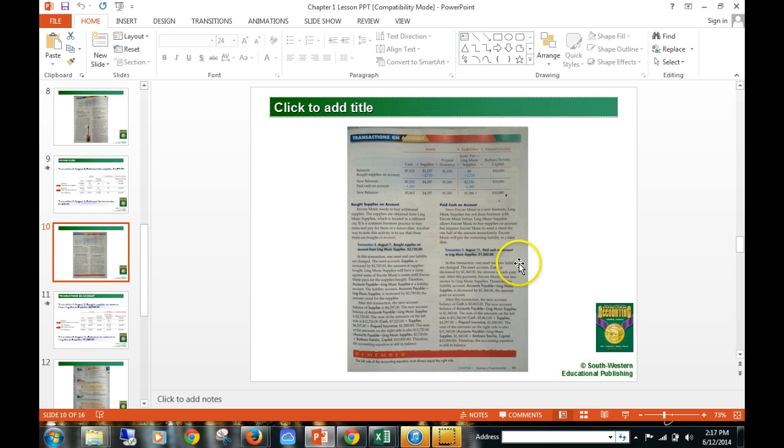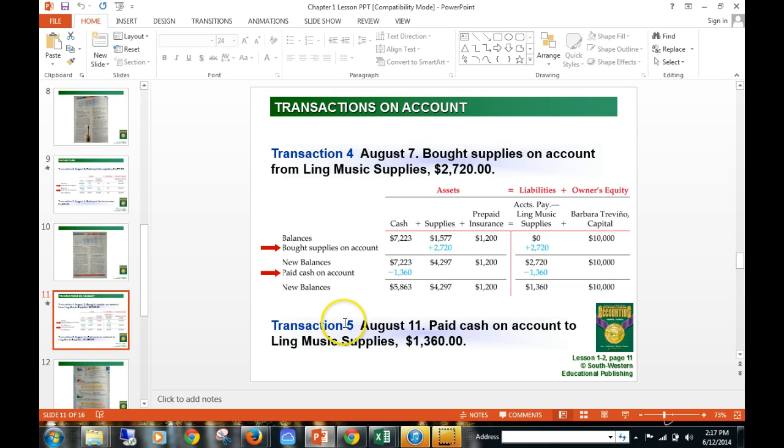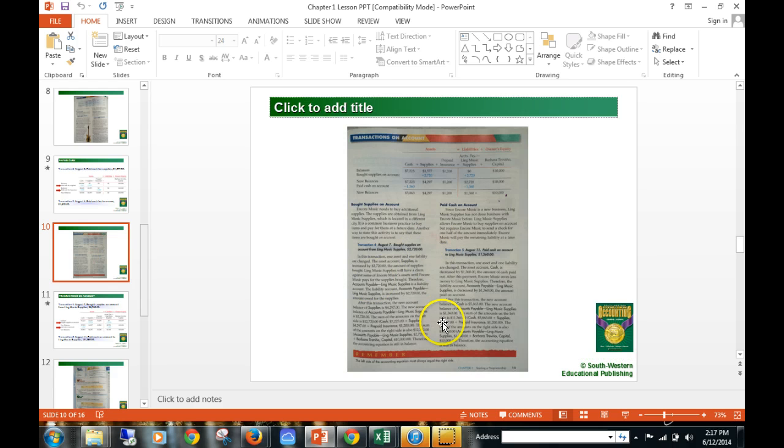Let's take a look back at page 11. The second one is we're going to pay cash on account. So we bought it on August 7th from Ling Music. Now, 4 days later, we're going to pay them half of what we owe them. So we're going to pay them back. And this is how this is going to work. Again, this is from page 11, second column here.